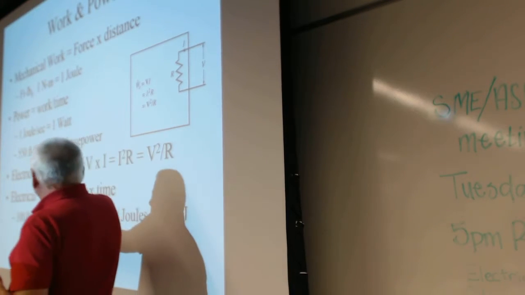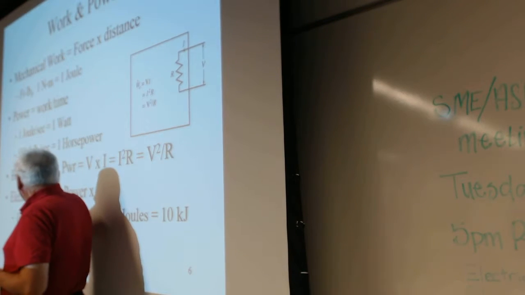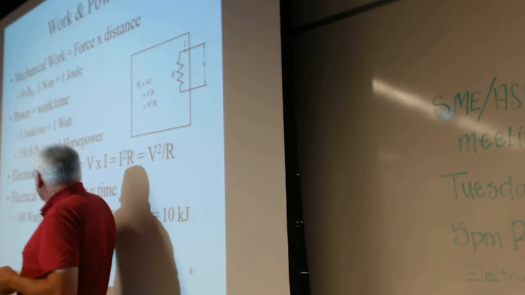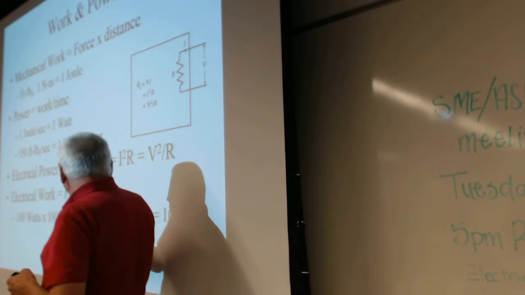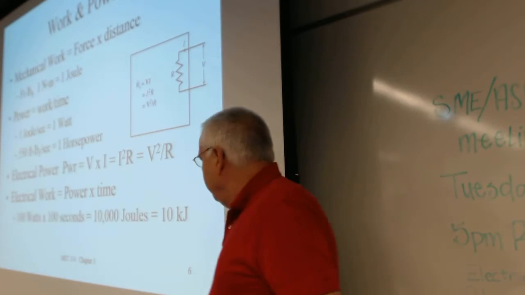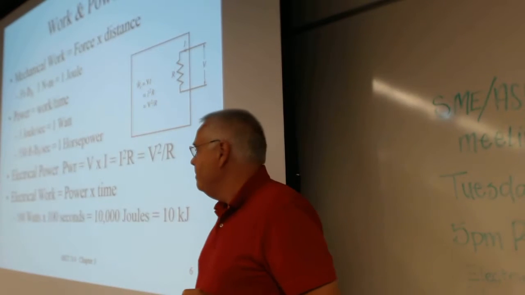So 100 watts times 100 seconds. 100 watts is a joule per second. Times 100 seconds, we got 100 times 100 is 10,000. And joule per second times seconds, we get joules, that's 10 kilojoules. That's essentially what you did with your last lab.